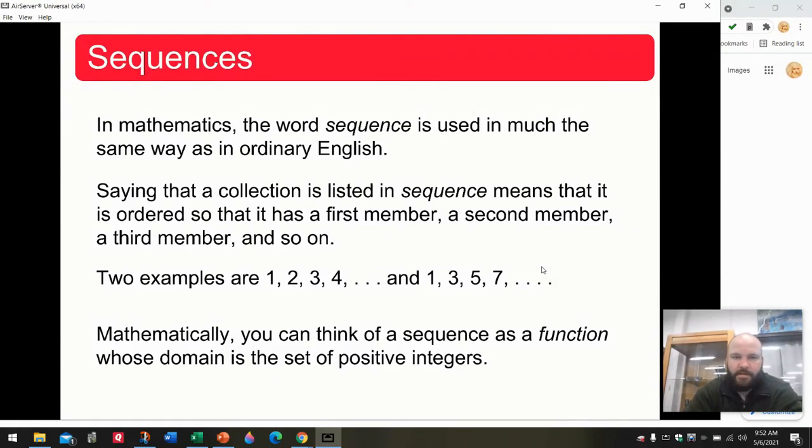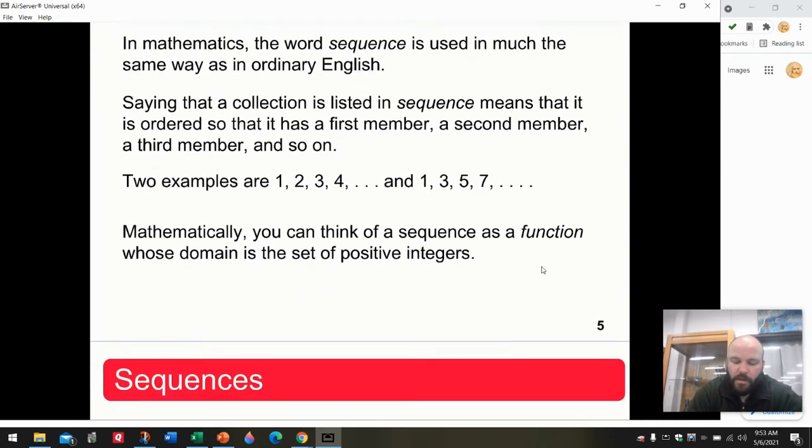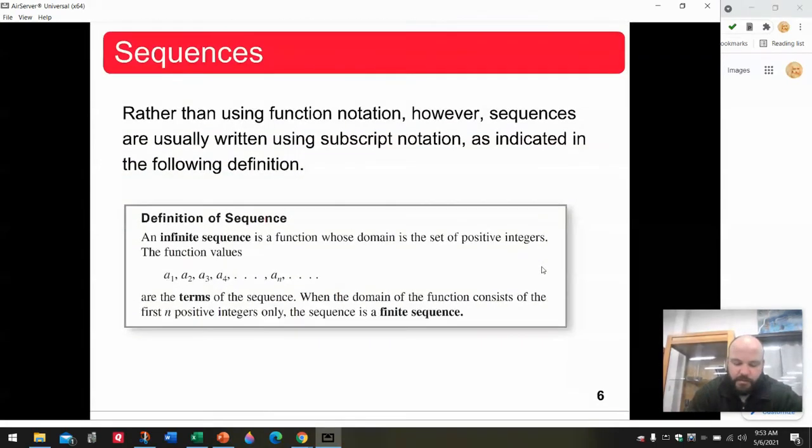So it says in mathematics, the word sequence is used in much the same way as in ordinary English. Saying that a collection is listed in sequence means that it is ordered so that it has a first number, a second number, and a third number, and so on. So two examples are 1, 2, 3, 4, and then 1, 3, 5, 7. So those are sequences, and it says mathematically you can think of a sequence as a function whose domain is the set of all positive integers.